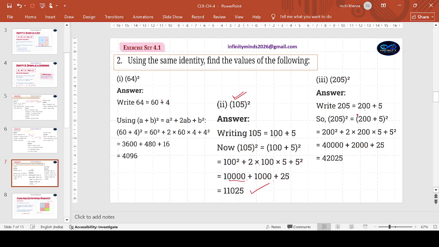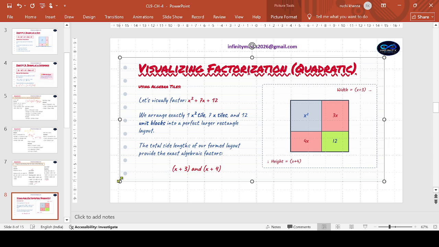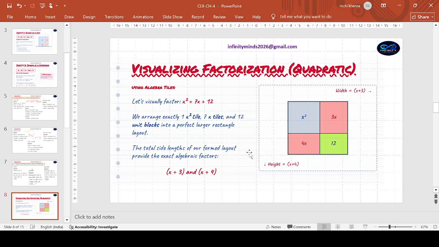205 is 200 plus 5: the square of 200, the square of 5, and twice 2 into 200. I don't think it will be a problem. Okay, 40,000 plus 2,000 plus 25. Next, yes, I've taken this up as per the order in the book, but the exercise doesn't seem to have it. I'll be sharing extra questions with you.